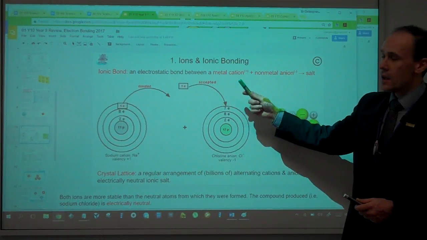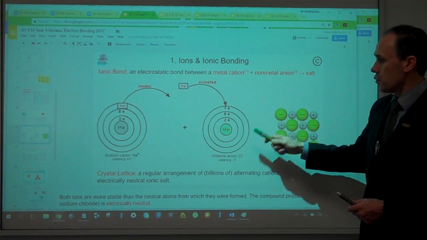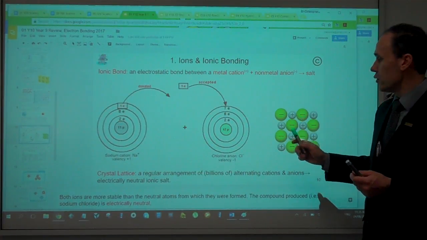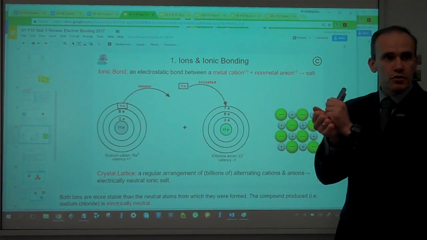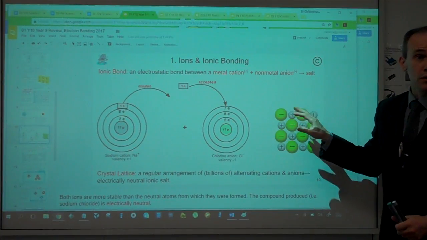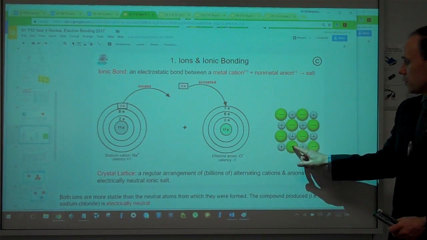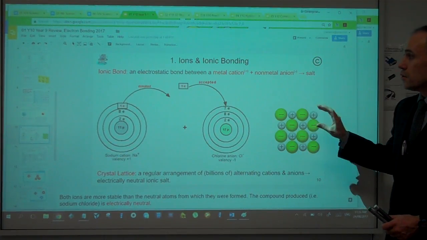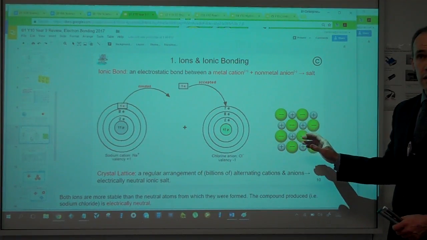Positive ion and a non-metal anion, a negative ion, producing a salt, which is in a crystal lattice. This configuration doesn't form a molecule. You don't have sodium chloride stuck together and just trotting around like that. They actually form large crystals. There's your sodium, and it attracts a lot of chloride ions, and that chloride attracts a lot of sodium, and back and forth, and you get this crystal shape built up. So one of the properties of an ionic bond is that you end up with a crystal lattice formation.